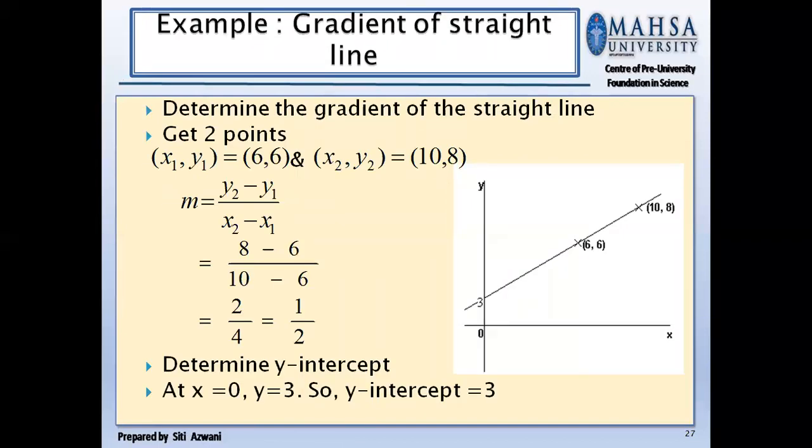Example here, the gradient of a straight line. After you plot the graph, choose 2 points. Here you have 6, you have 10, 8. Get 2 points, and then substitute the values into your formula: y2 is 8, y1 is 6, so 8 minus 6, and then for x2 minus x1, 10 minus 6 here. Solve the equation, you get 0.5, or 1 over 2, which is equal to the gradient, the slope.